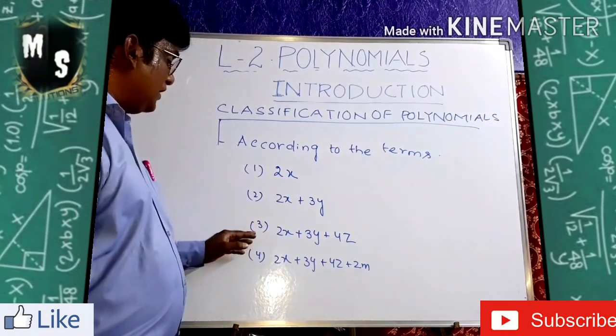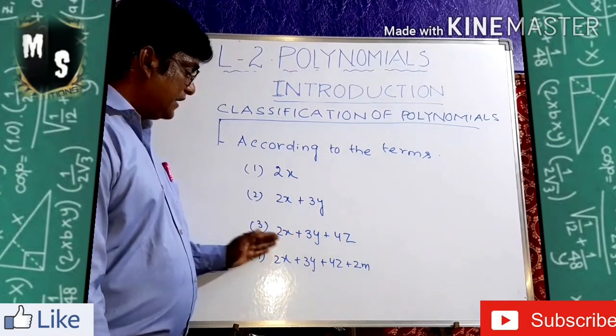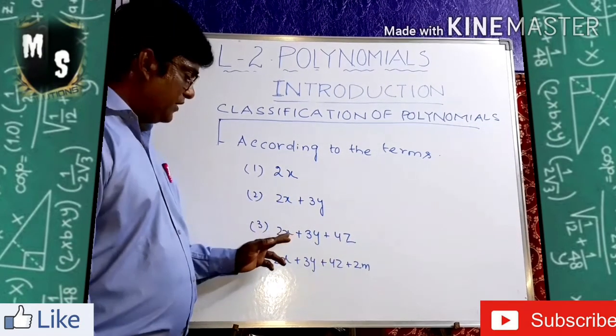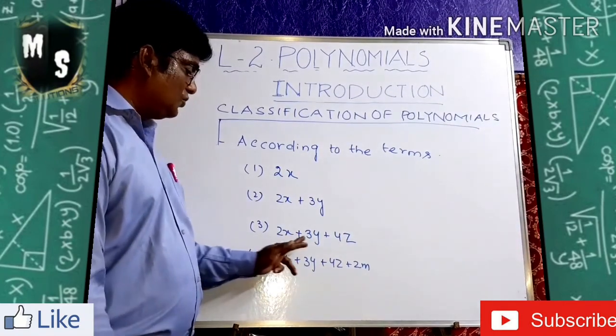Now come to the third expression. It carries three variables x, y, z, and the numbers are 2, 3, 4.